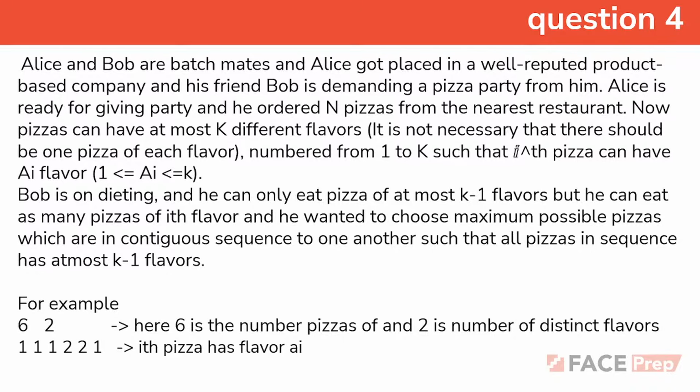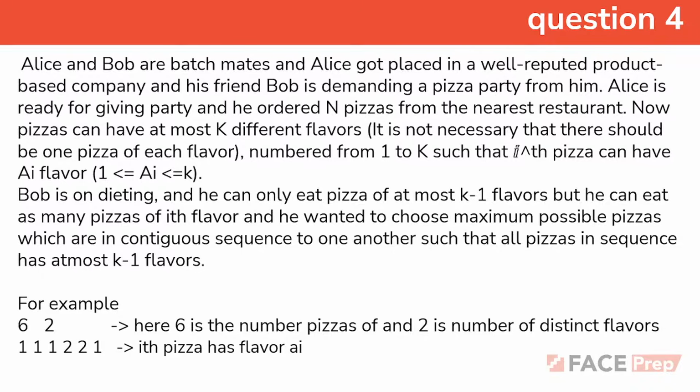Alliance and Bob are batchmates, and Alliance got placed with a well-reputed product-based company, and his friend Bob is demanding a pizza party from him. Alliance is ready to give the party, and he ordered n pizzas from the nearest restaurant. Now the pizzas can have at most k flavors. It is not necessary that there should be one piece of each flavor, numbered from 1 to k, such that the ith pizza can have a_i flavors.